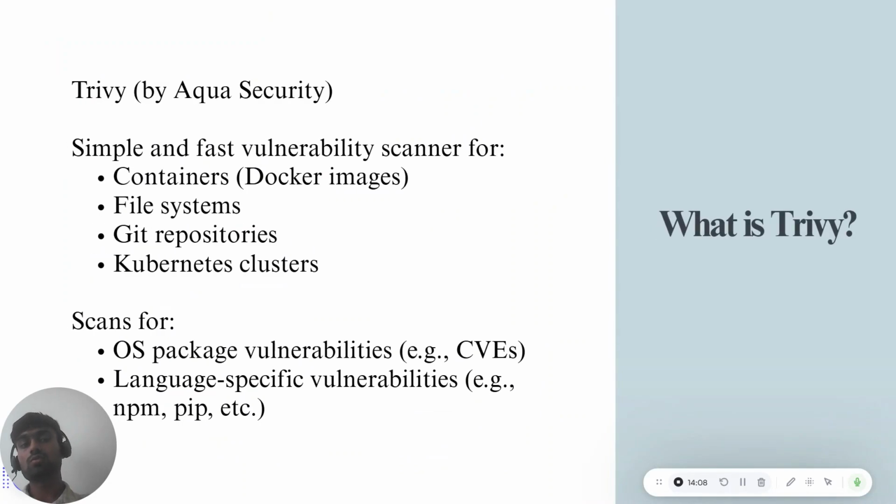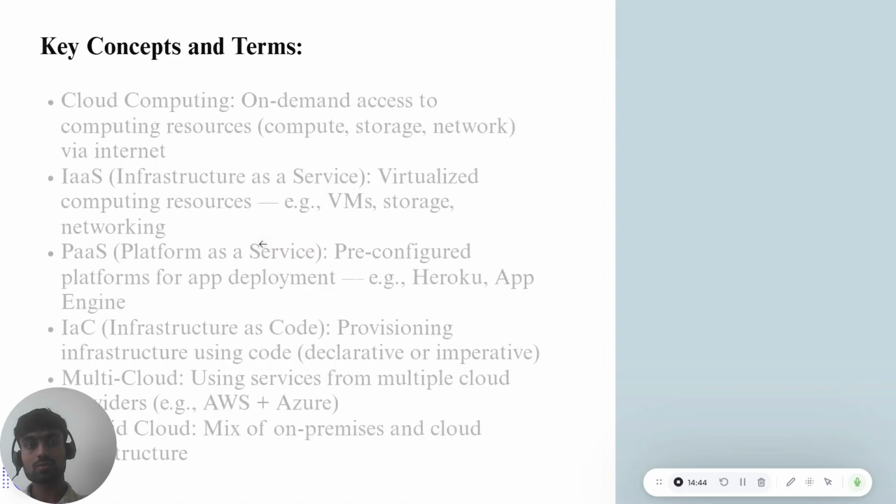There is a tool we use in DevSecOps. It is Trivy. It is designed by Aqua Security. It is basically a scanner for containers, as we know, Docker images. Then it scans file systems and GitHub repositories, then Kubernetes clusters. Basically, it scans for OS package vulnerabilities and language-specific vulnerabilities in all of these things. So this was about DevSecOps.